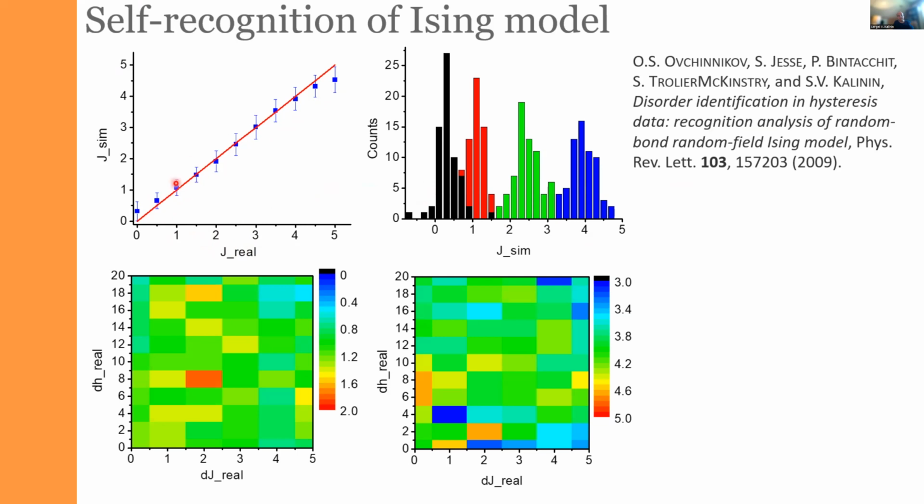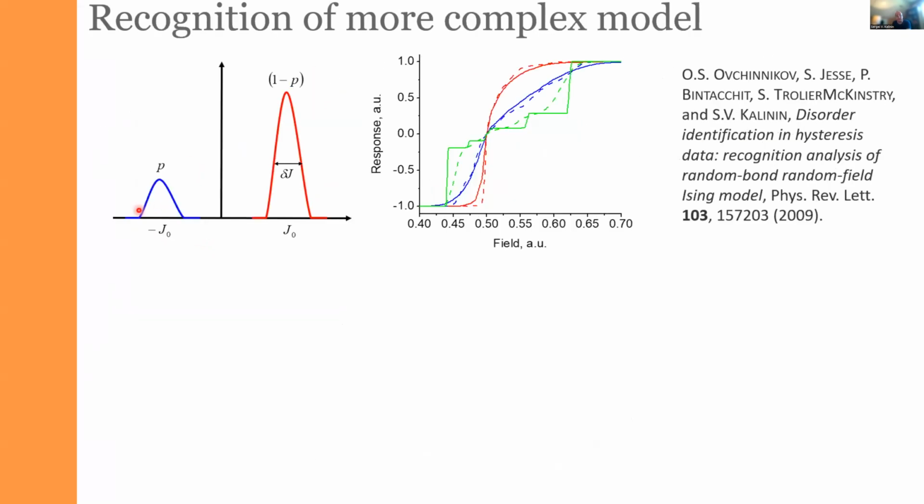As you can see, this is almost an ideal straight line, so the answer is what I expected. It turns out that it can even generalize. For example, rather than the original model, I take an Ising model which is out of the distribution. So rather than having the distribution of parameters, I take a Bernoulli distribution where some of the coupling constants are positive with probability 1 minus p, and others are negative with probability p.